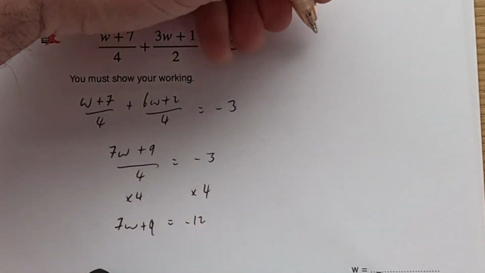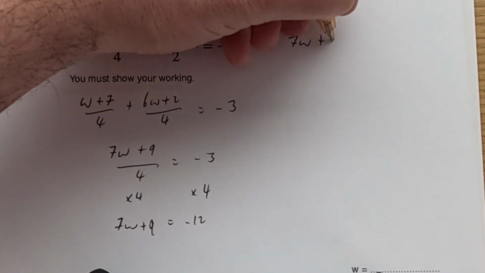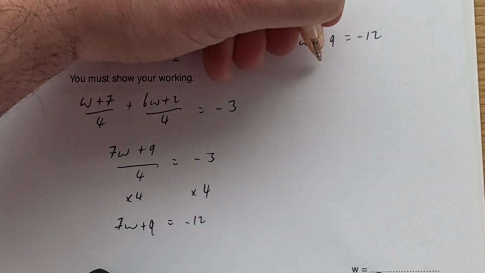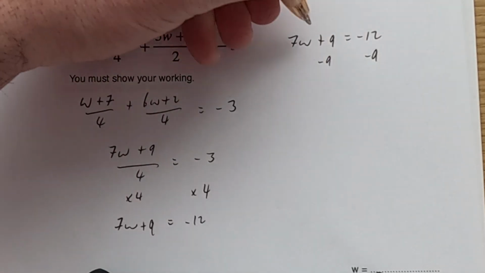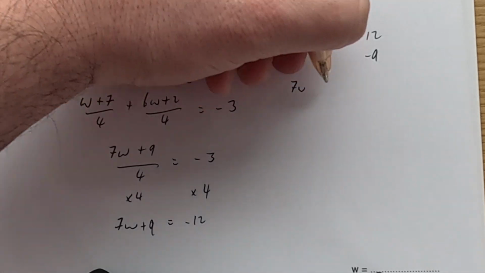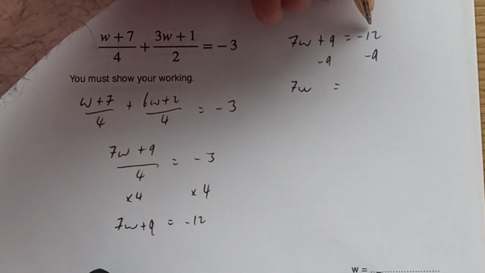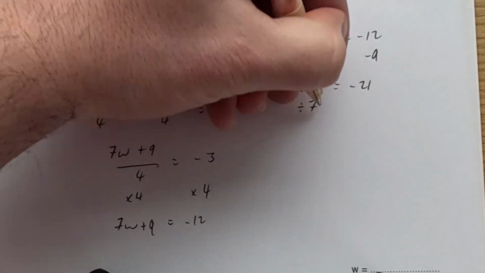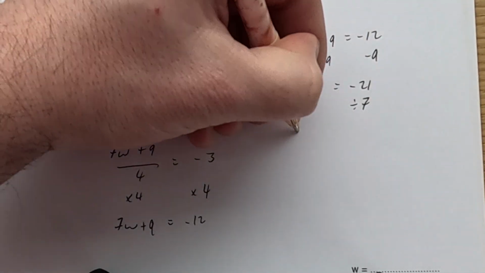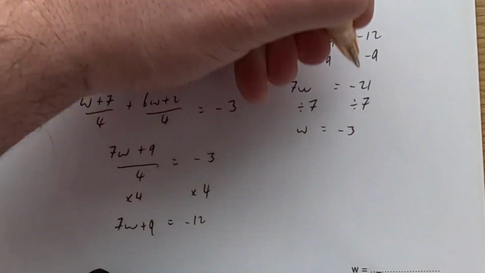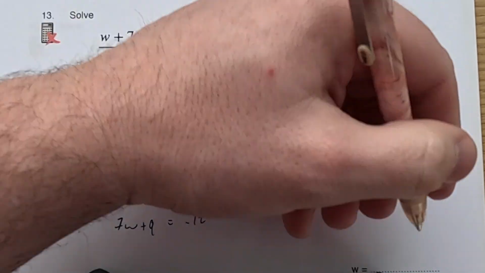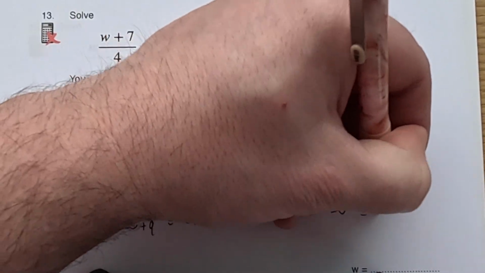Okay, now I'm going to go up here. So 7w + 9 equals minus 12. We want to get the w on its own, so let's take away 9 and take away 9. So we'll be left with 7w equals, and minus 12 take away 9 will be minus 21. And then divide by 7 and divide by 7, we'll be left with w equals minus 3, because 21 divided by 7 is 3. So minus 21 divided by 7 will be minus 3. So w equals minus 3.